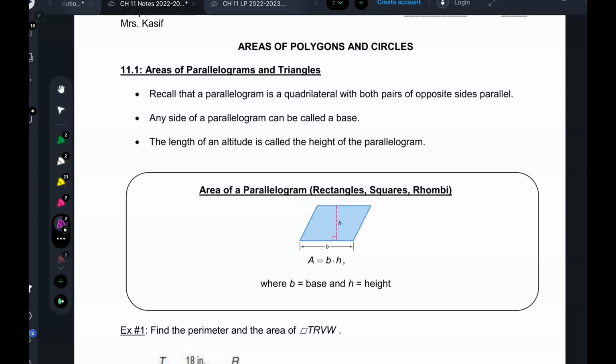Okay, because it's not just area of a rectangle is base times height, or area of a triangle is base times height divided by 2. We might need to use trigonometry or special right triangles to find some missing measurements. Okay, we will review.